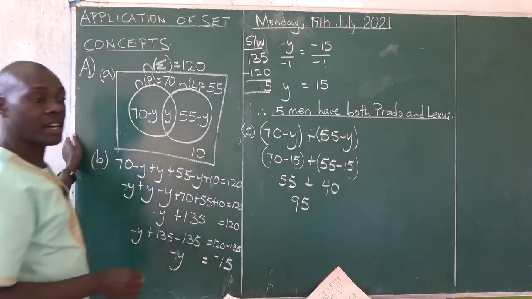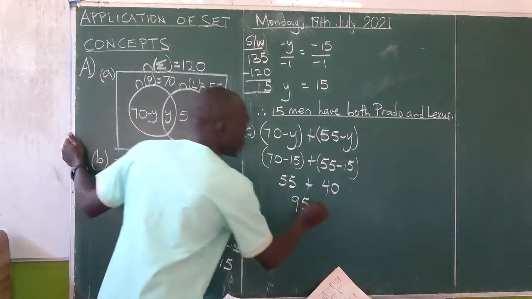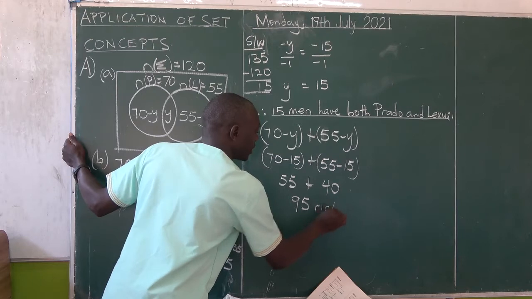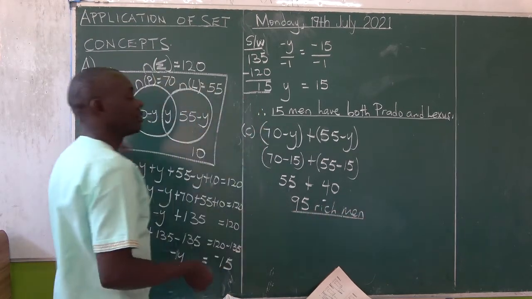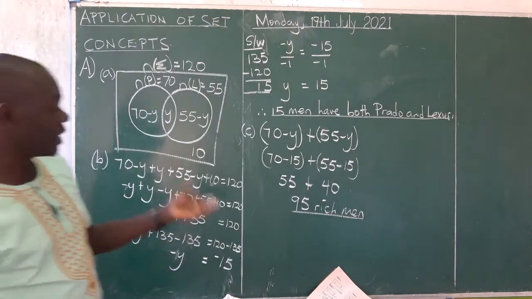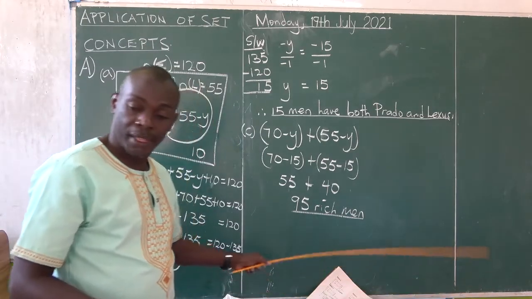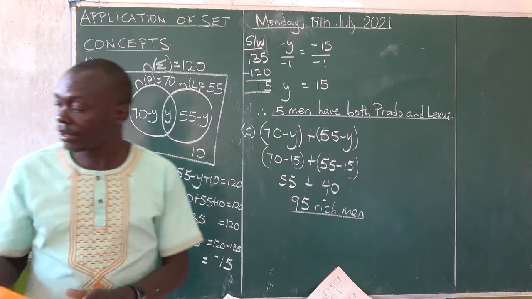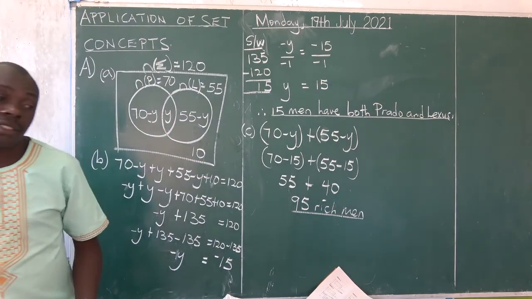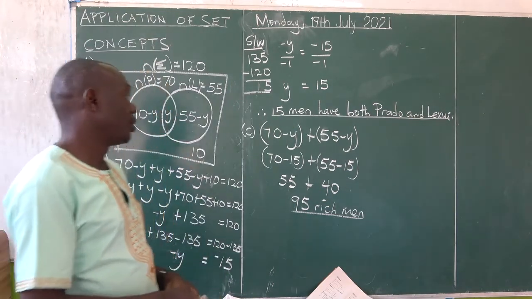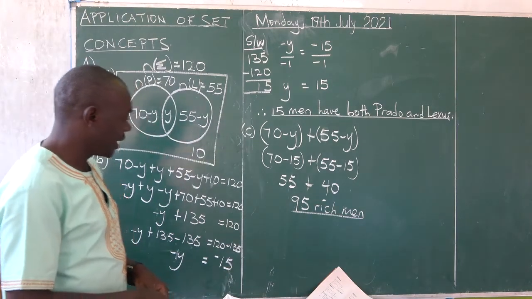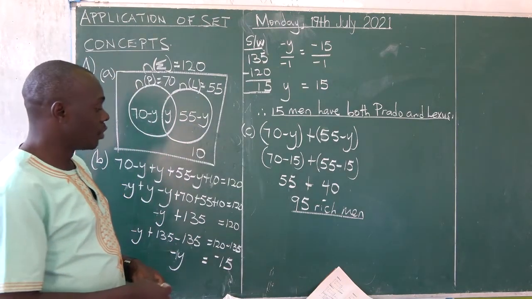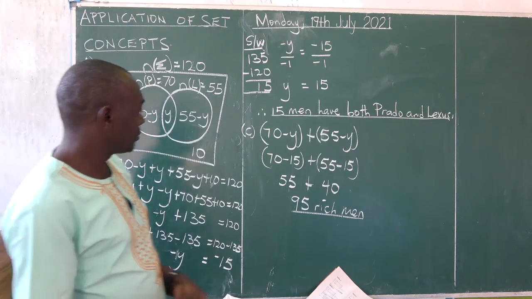The question is, how many rich men? So this is the one, rich men. And then you underline using your ruler. And in that way, you have answered that question accurately. It will not have any error whatsoever, like what you realized you had. So that is the A activity. Then we go to B activity.